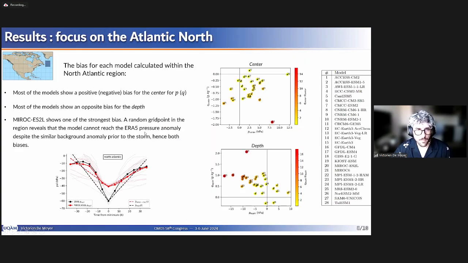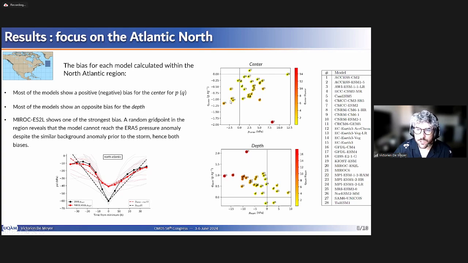So we will focus on 2 regions later to see a little bit more about that. The first focus we do is on the North Atlantic. In that domain, you can see on the map, it was a region where we had opposite bias when it came to the center and to the depth. And here you can see on those 2 scatter plots, it's not exactly the same as before, because now it's for the center and the depth. So it's for 2 parameters, and it's also the bias.